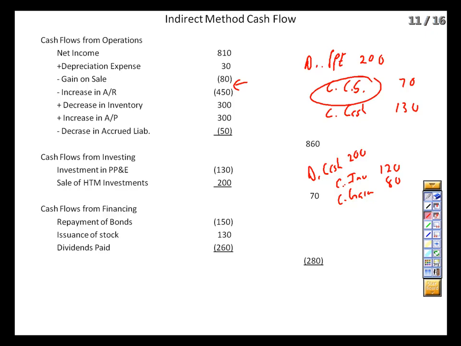We're not quite done yet, because we still need to do our roll forward from last year to this year. We've got our net cash flow of $650, which we add to our beginning cash of $1,150, and that yields ending cash of $1,800. Our cash flow statement rolls forward.